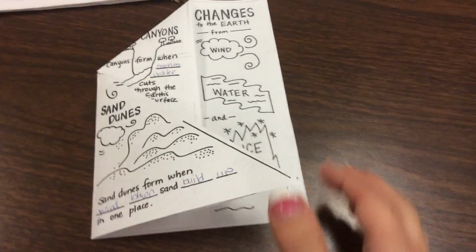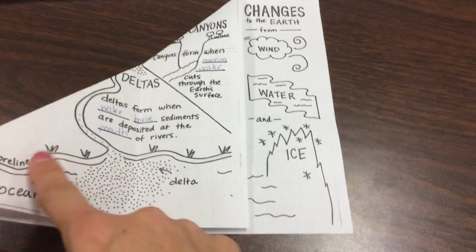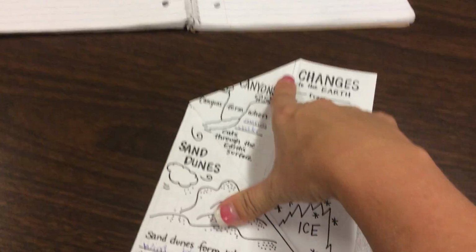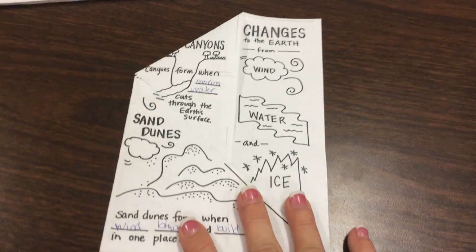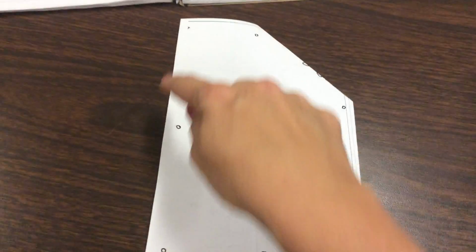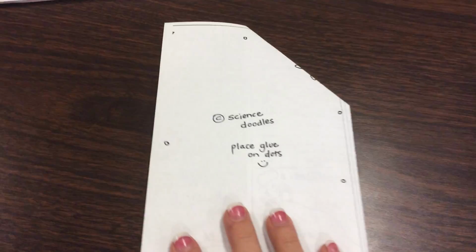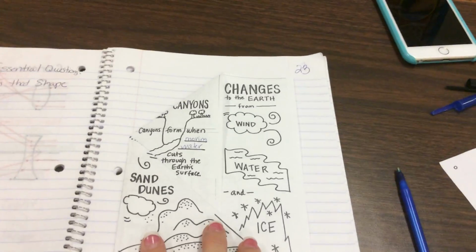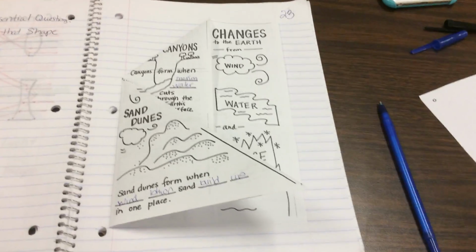Part of the reason it looks like this, if you look back at our delta, it is a fan shape. If you look at our foldable, it is a fan shape. So our foldable now is in the shape of a delta. Flip your foldable to the back. You're going to place glue on the dots that you see around the edges of your foldable. Once you have done that, you are going to glue your foldable in your journal to page 23.